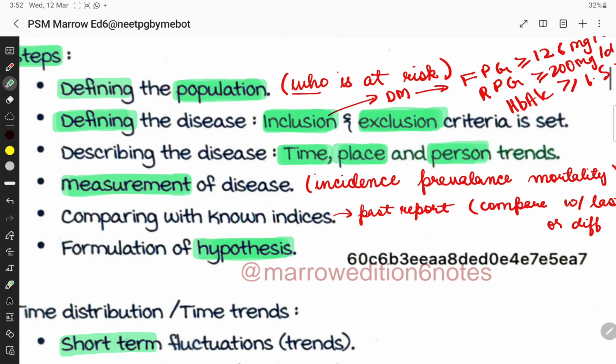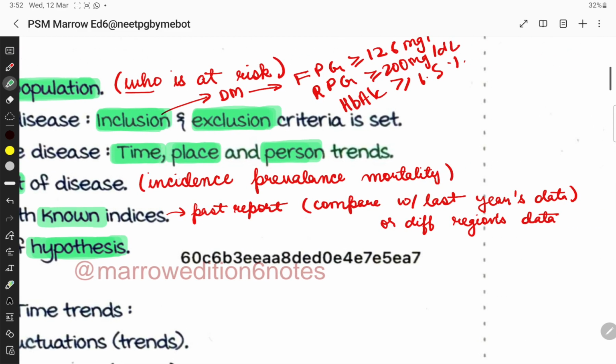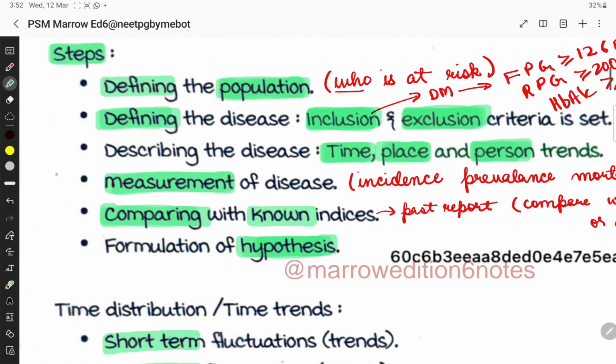Then comparing the disease with the known indices. Known indices means the past reports: comparing it with another region, comparing it with last year's data, comparing it with other time or other region. And then last is the formulation of hypothesis.